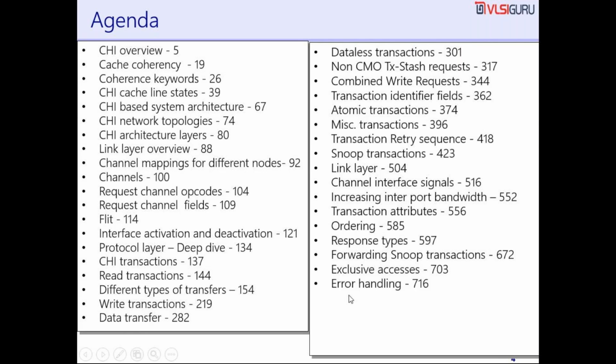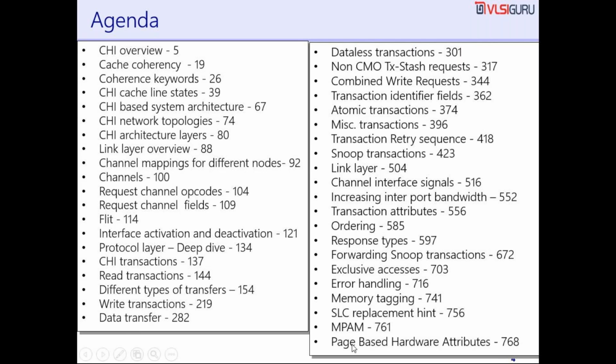Then how the errors are handled in Chai protocol. Finally, we'll be talking about the concept of memory tagging. We'll also touch upon the SLC replacement hint. Finally, memory page attribute. Then we'll talk about page-based hardware attributes. So all these things will be covered as part of the Chai protocol.